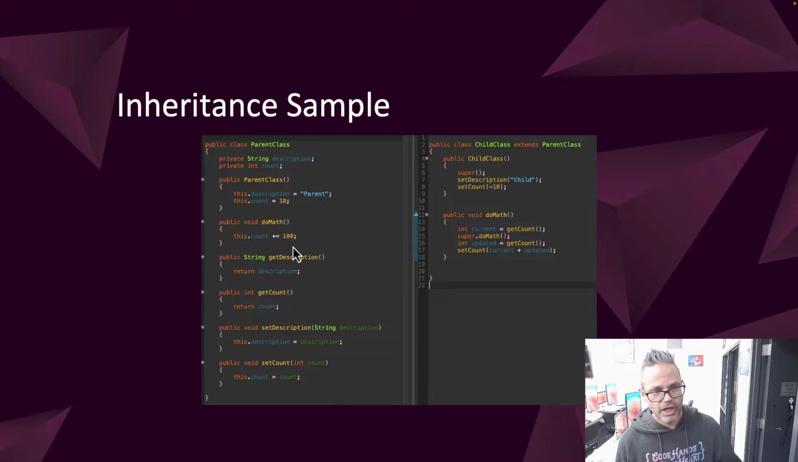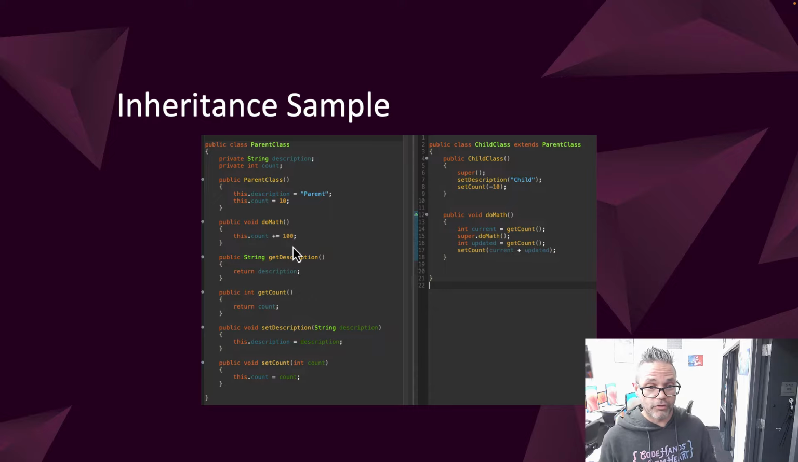Great stuff. Then we have our class ChildClass extends ParentClass, and the constructor of that child class calls super as its first line. Then it calls the setDescription method, which it doesn't have, but it goes to the parent class and uses that to set the description to be "child", and then calls the setCount method to set that variable to be -10.